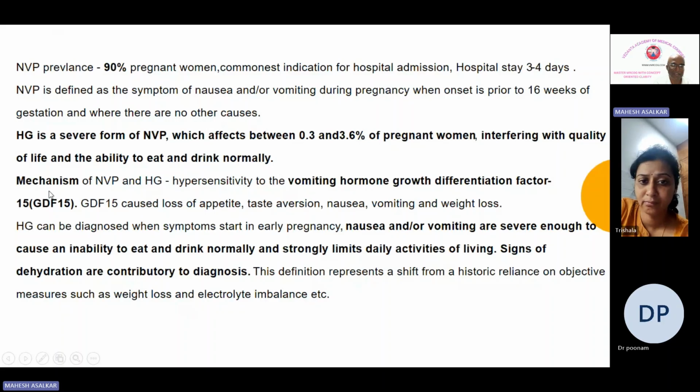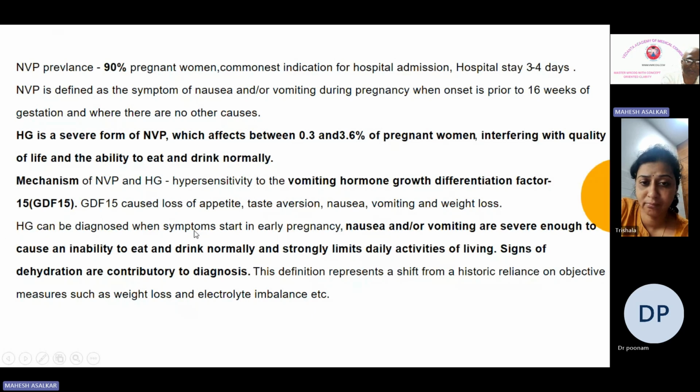What is the mechanism of action? The hypersensitivity to the vomiting hormone growth differentiation factor 15, that is GDF-15, is the proposed etiology. Okay, hypersensitivity to the vomiting hormone growth differentiation factor. This GDF-15 causes loss of appetite, taste aversion, nausea, vomiting, weight loss, etc.